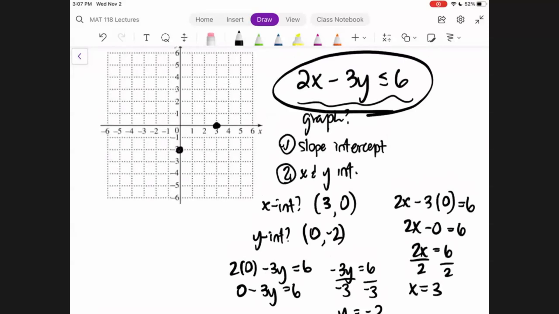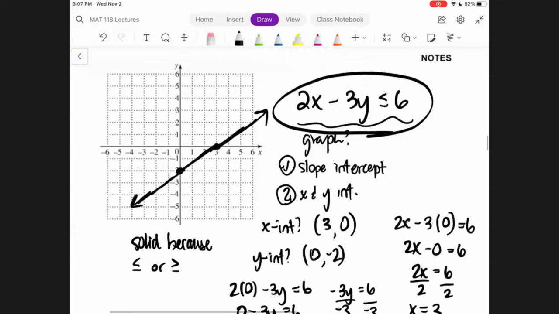And then I am going to make a solid line, because why? Because my original inequality has equality, okay? It's not less than or greater than, it's less than or equal to, okay?